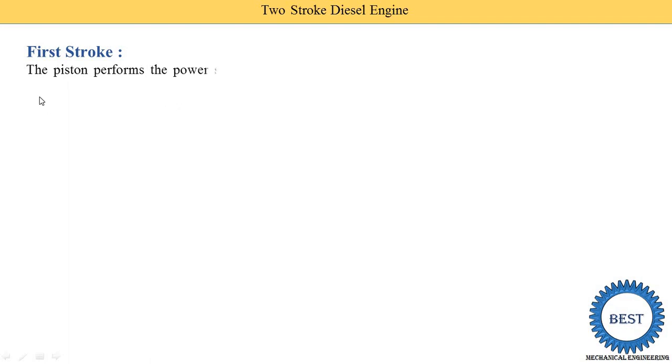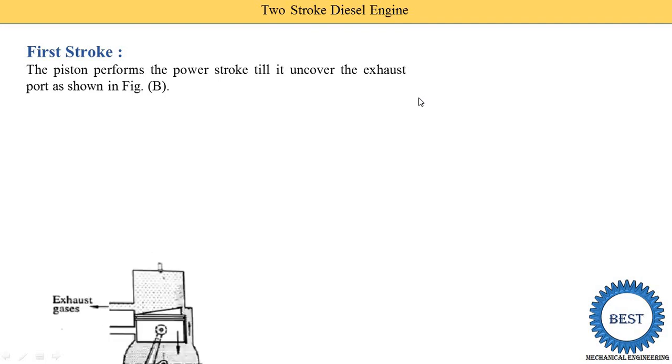The piston performs the power stroke, because when combustion occurs, the piston moves from the TDC to BDC, and at that time some power is produced by the engine. So this stroke is known as the power stroke, till it uncovers the exhaust port as shown in these figures.